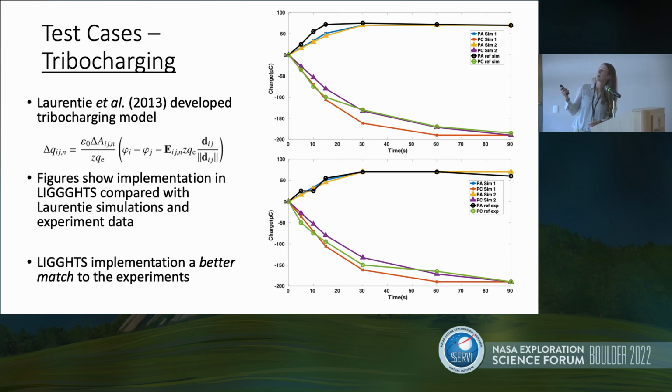And here on the right, we show the results of those implementations compared, on the top, to their simulations, and on the bottom, to the experiments. So in this model there are two different types of basically plastic spheres that are getting charged up in a hopper. And you can see that over time, one charges more positively, one charges more negatively as they exchange charge in these interactions. And our implementation, in light colors on the bottom, you can see actually matches very well to the experiments, and actually matches better than their implementation in their DEM to the experiments. So that's a great sign for us that we're pretty accurately accounting for how tribocharging interactions may occur.